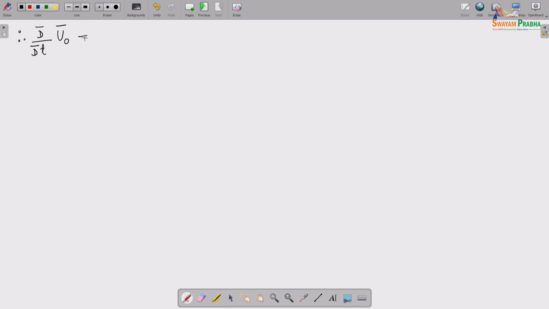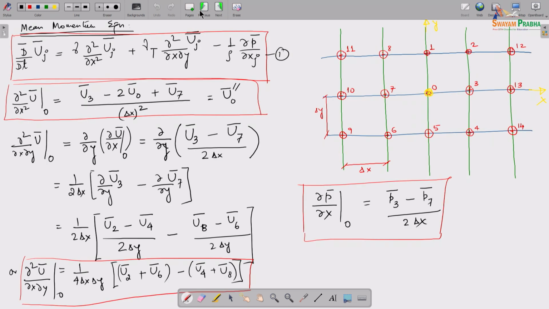Okay, so essentially what I am saying is, if I go back, all I was doing is dU/dt at j equal to 0, at this location, and I found out each of these derivatives in terms of function values at various locations. Then the first term is the second order derivative, which is this one here, multiplied by nu.